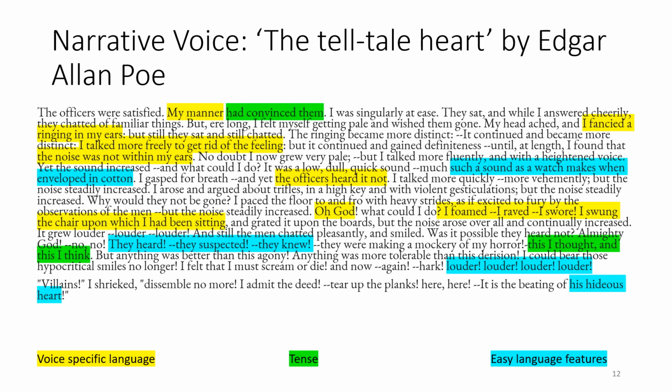And then you have these easy language features of the repetition of "they heard, they suspected, they knew." And you have a simile, "such a sound as a watch makes when enveloped in cotton." And "his hideous heart" is obviously alliteration. So easy language features to look for, and any sort of language that stands out to you as really important to this piece. So this is specifically what I looked for.